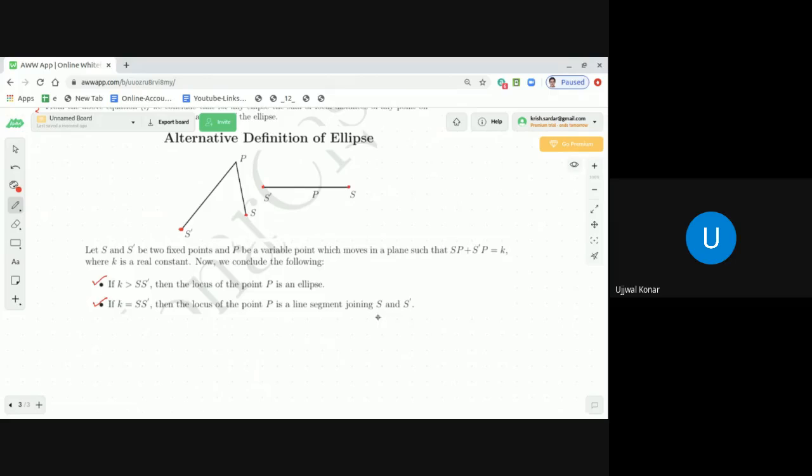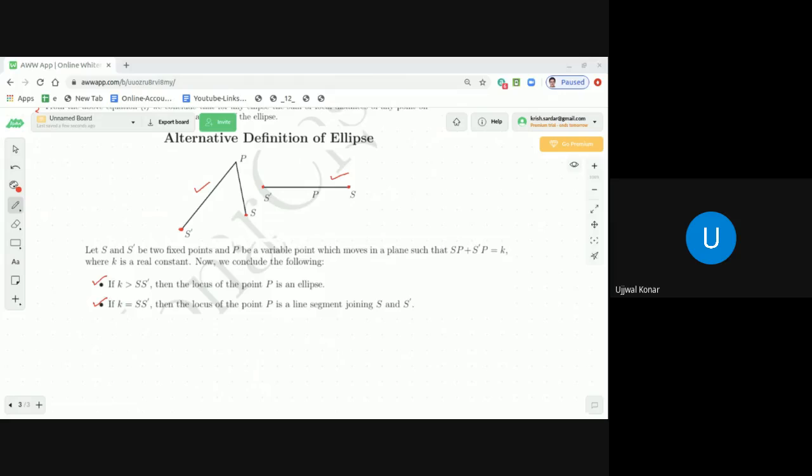joining S S dash. So this is another alternative way of defining an ellipse, especially the first point: if the value of K, that is a real constant which is nothing but equal to SP plus S dash P, is greater than S S dash, then the locus of the point P is an ellipse. And if it is exactly equal to S S dash, then the locus of the point P is a line segment joining S and S dash, and that is what is being defined by this. Correct, dear students? So this is another alternative way of defining an ellipse.